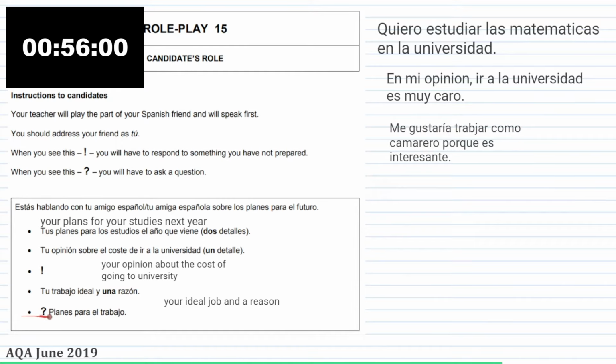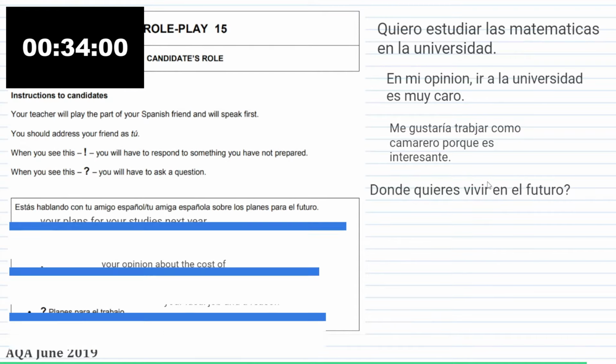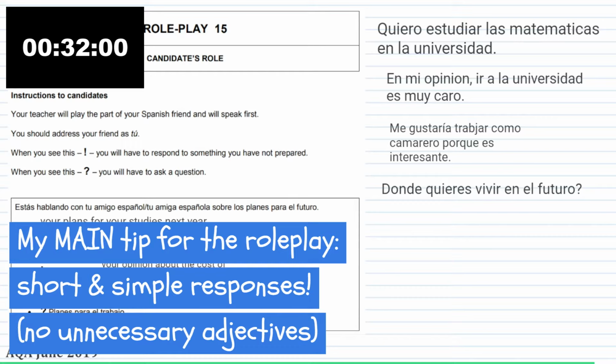And the last one, there's a big question mark, meaning you have to ask the examiner a question about planes para el trabajo. So I would say something like maybe ¿dónde quieres? So where do you want to? And then the questioner says you can refer to your friend as tú. So ¿dónde quieres vivir en el futuro? Maybe where do you want to live in the future? Again, keep it simple, something short and simple. And that is my plan for the roleplay. I've got about 30 seconds left. Let's move on to the photo card.